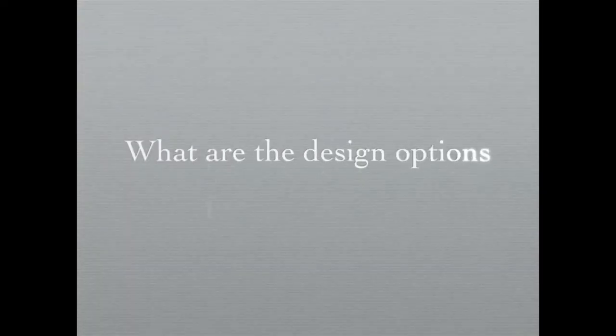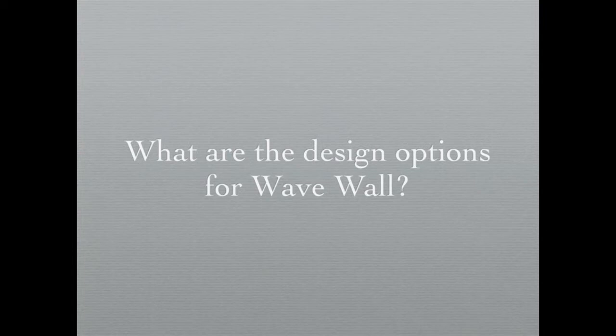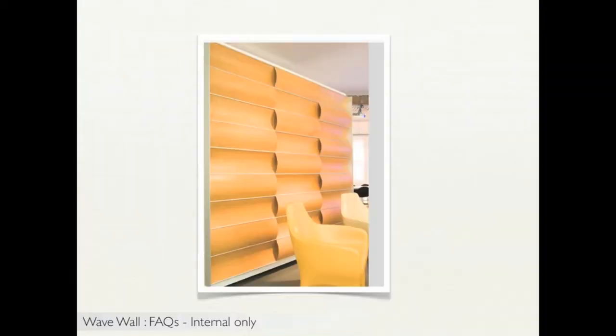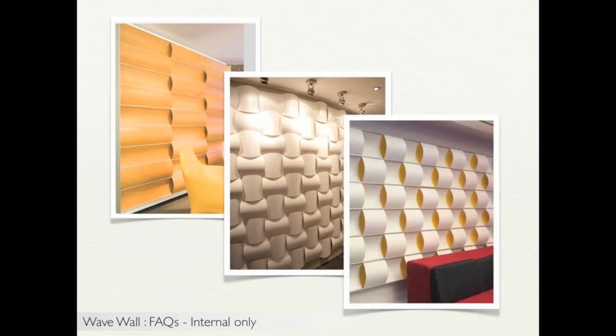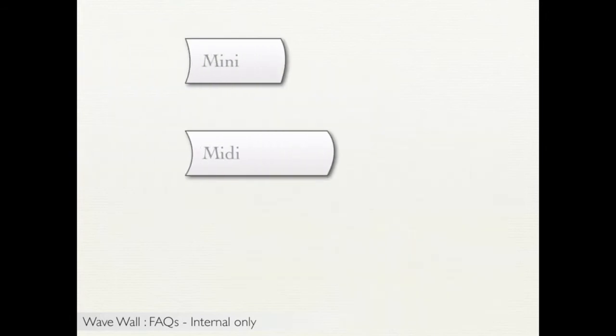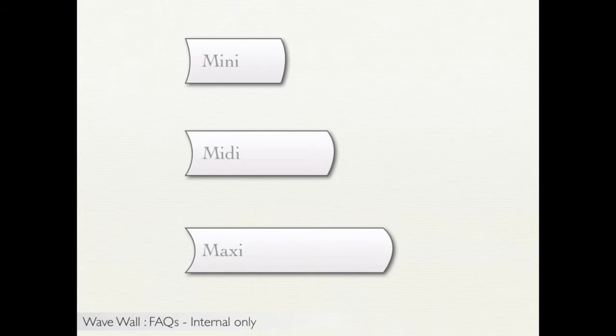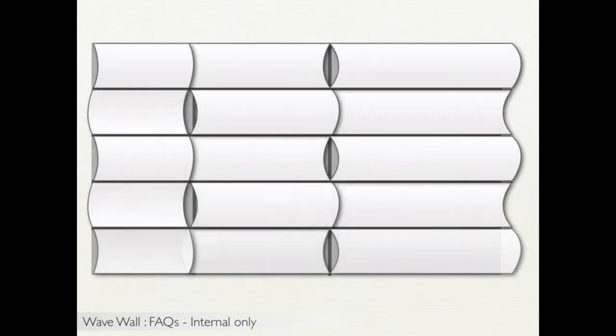What are the design options for wave wall? There are a number of design options for wave wall, and many of them are similar to the options for woven wall and ripple wall. As we just discussed, there are 3 tile size options: mini, midi, and maxi. These different sizes can be used to create different patterns and aesthetics.